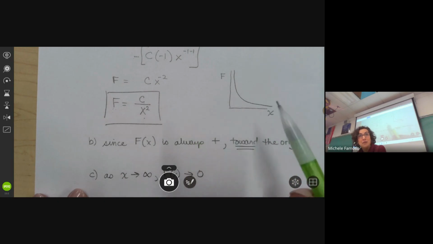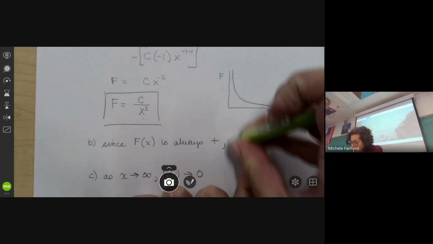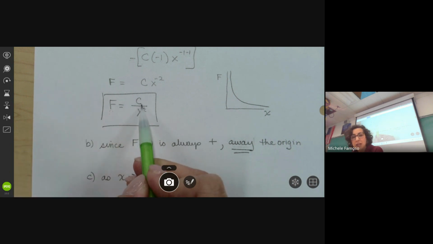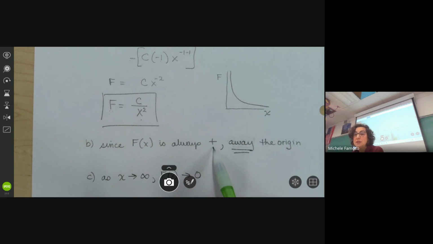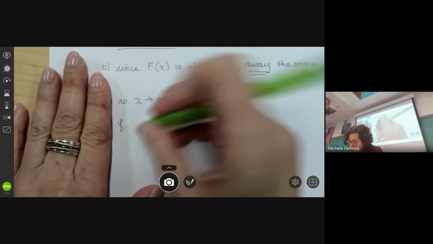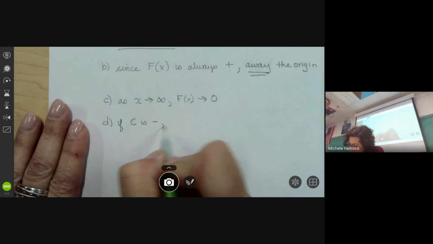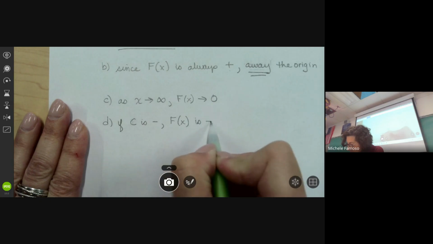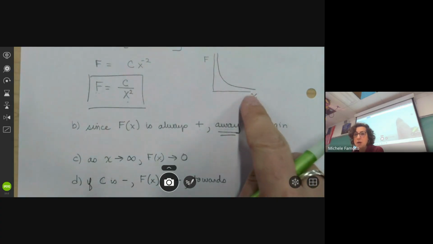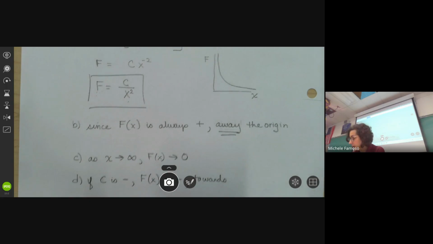You can't get negative. This is away, which means that if you have a negative constant here, then what's the force? It's always negative, which means it's now going towards. So if C is negative, F of X is negative. So this would be towards. We're talking about the first quadrant. You'd have a negative force, which would be pointing to the left.